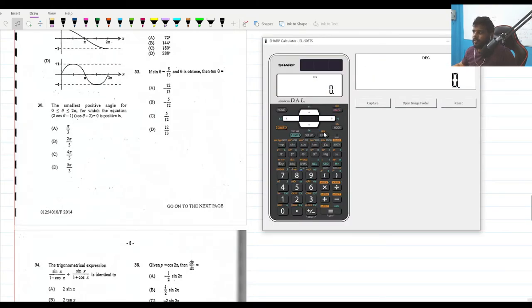Change my calculator to radians. 2 cosine theta, 2 cosine of pi on 3, minus 1 is equal to that. 1 minus 1 is 0. So my first bracket is 0, so the whole thing is 0.